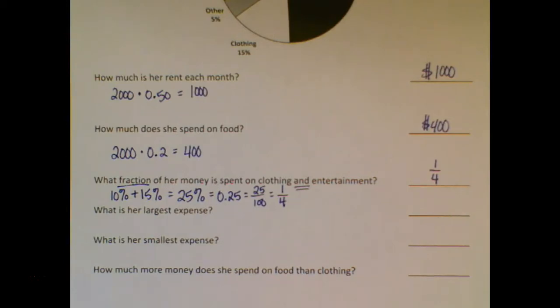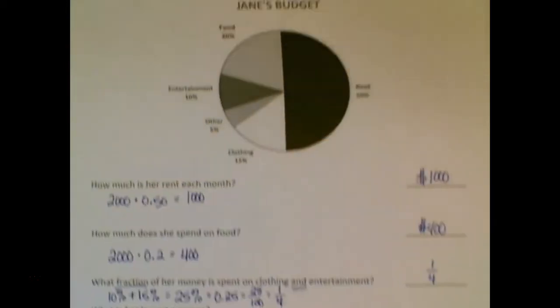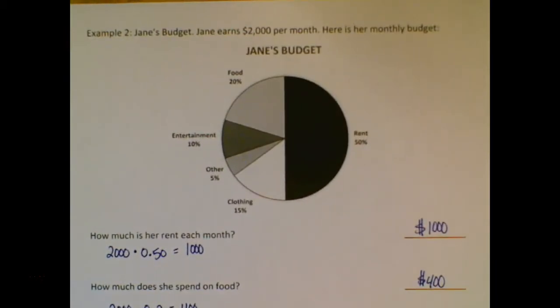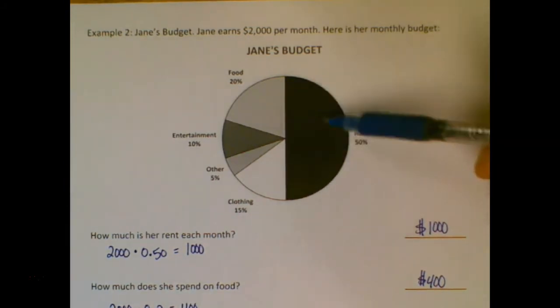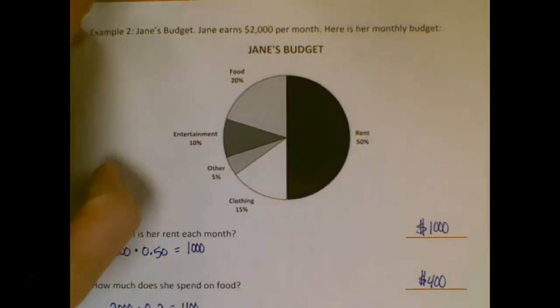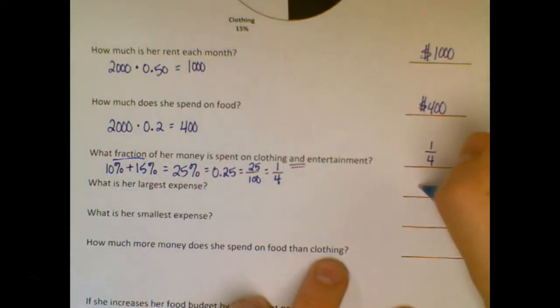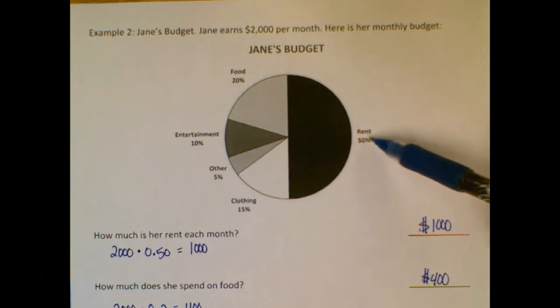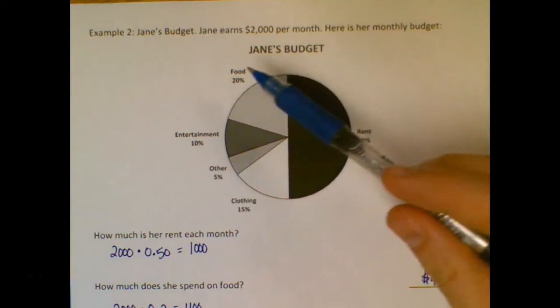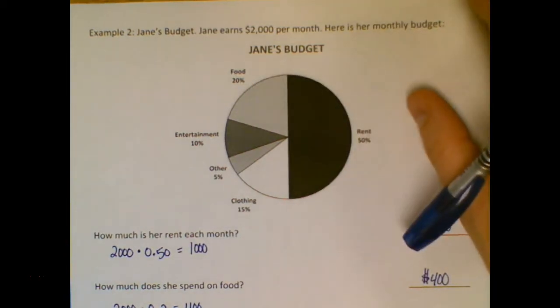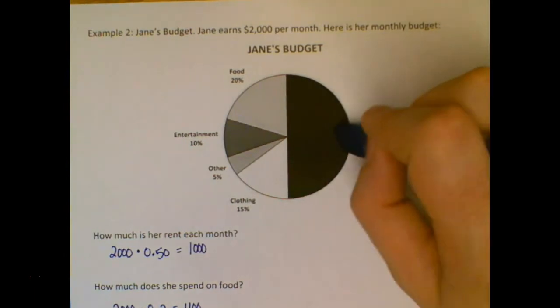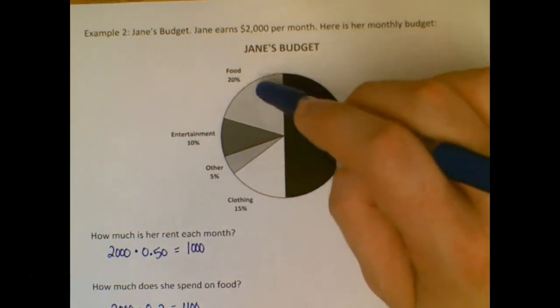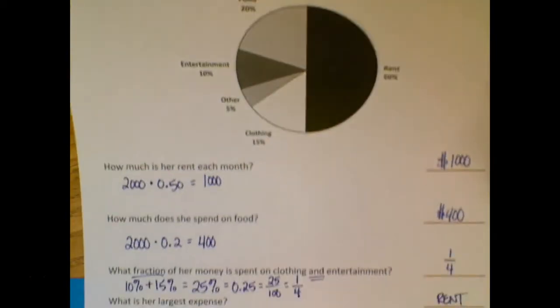All right. What is her largest expense? Well, her largest expense is what's taking up the most room in the budget. So take a look real quick. What's taking up the most room in the budget? Well, it's this big chunk right here, also known as rent. So her biggest expense is rent. It's not on here, but what is her second biggest expense? Okay, 50% here. What's the next biggest number you see? 20%. So food is her second biggest expense, which is honestly to be expected. Where you live and making sure that you can keep living by eating should be the two biggest expenses.